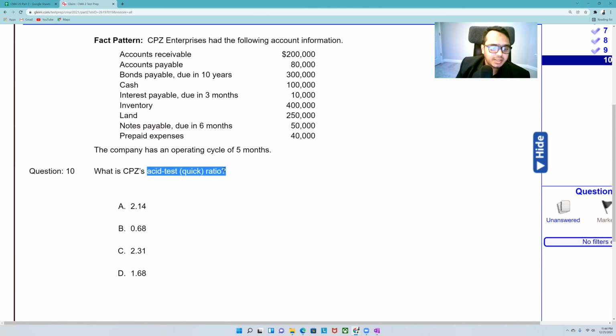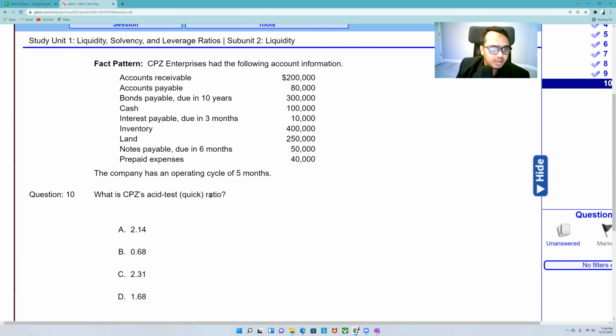Okay, quick acid test ratio. Pretty easy one, good one. Accounts receivable, do we need to take in acid test ratio? Yes, we need to take. Accounts payable, do we need to take? Yes. Bonds payable in 10 years, do we need to take? No. Cash, we have to take. Yes. Interest payable in 3 months, yes, we have to take. Inventory, do we have to take in acid test ratio? No, we do not have to take.